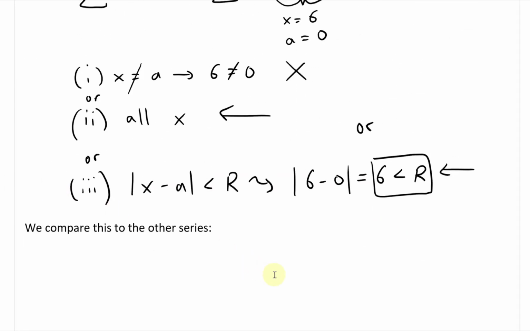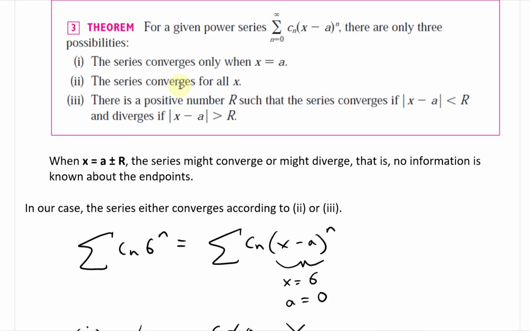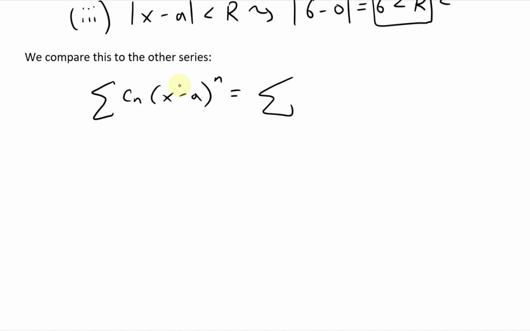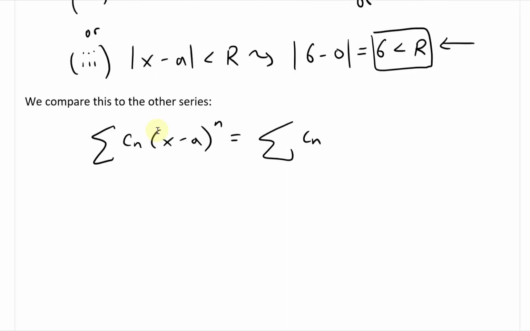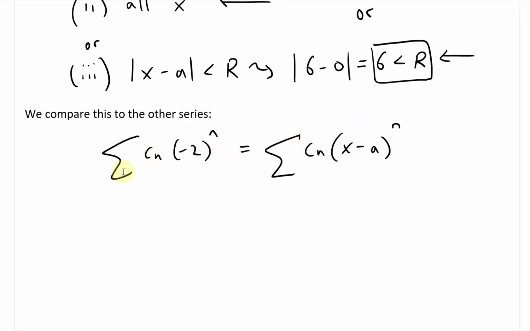And now we compare to the other series. So now we have this right here: the summation of Cn times -2 to the power of n. Compare this to the other series, the summation of Cn times x minus a to the power of n in power series form. So here, just quickly pause the video and switch things around. On the left we have the summation of Cn times -2 to the power of n, and on the right side the summation of Cn times x minus a to the power of n.